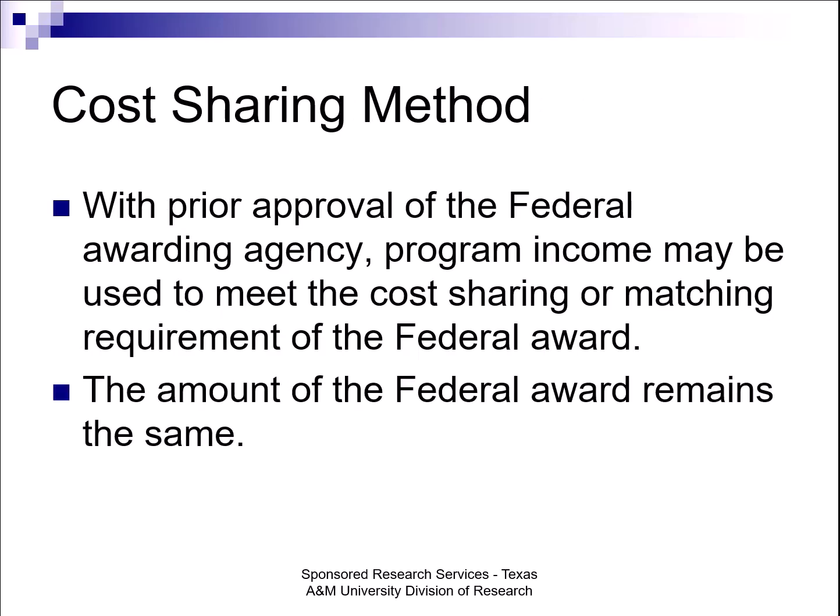Under the cost-sharing method, program income funds are used to finance a non-sponsor share of the project or program, mandatory or committed cost-sharing. With prior approval of the federal awarding agency, program income may be used to meet the cost-sharing or matching requirements of the federal award. The amount of the federal award remains the same.